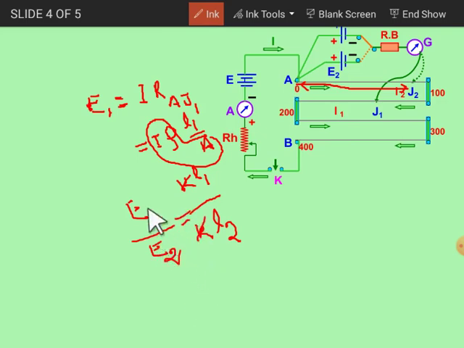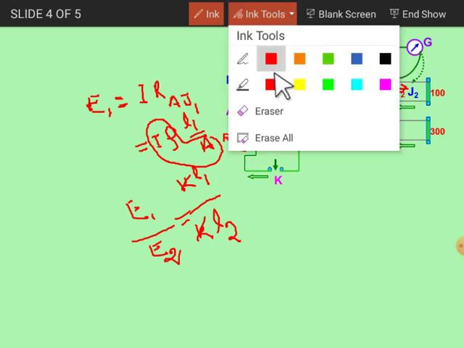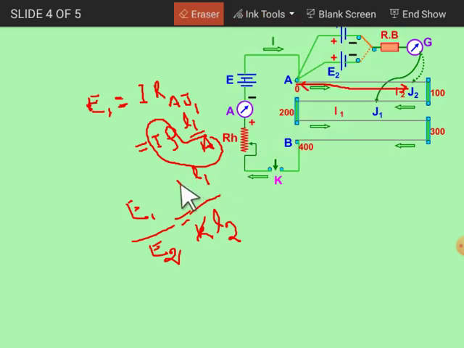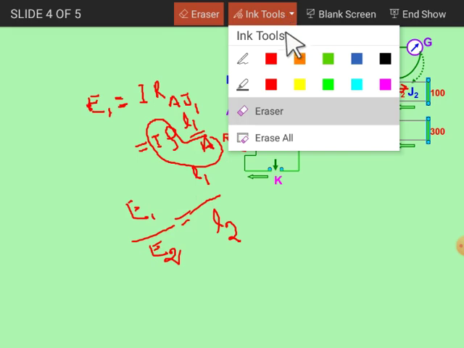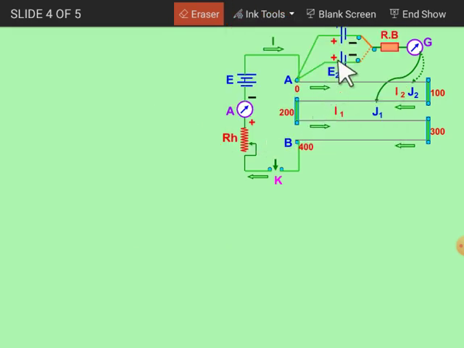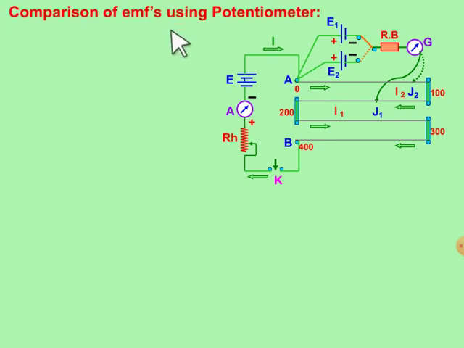Got it? Your E1 by E2 will be equal to L1 by L2 in this way, right? So by simply knowing the balancing lengths L1 and L2, you can compare the EMF of these two primary sources, that means E1 and E2, right? So let's see step by step what has been written here.